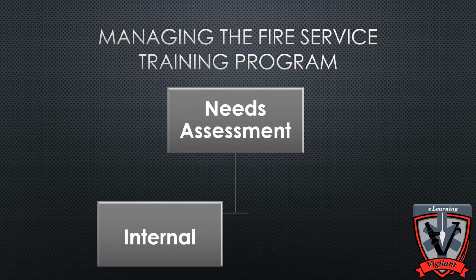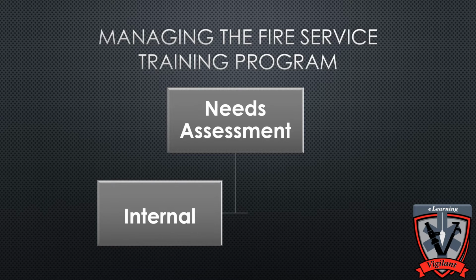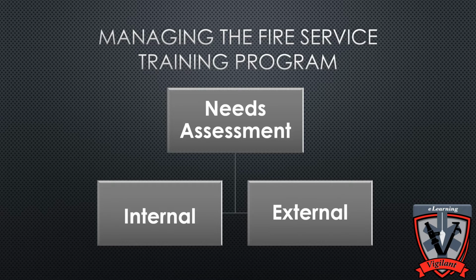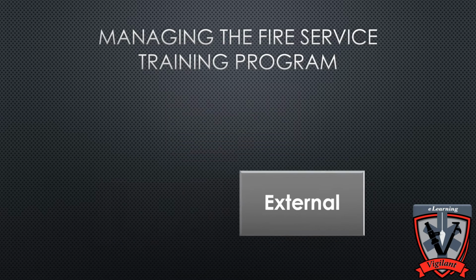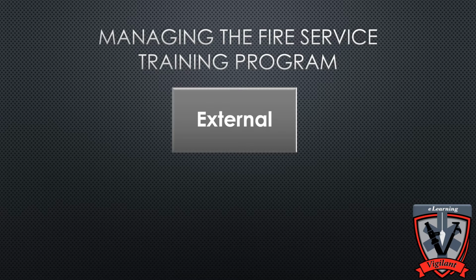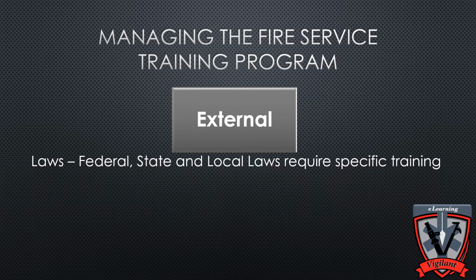So we break the needs assessment up into two parts. Those are the internal needs assessment and then the external needs assessment. We'll start out with the external needs assessment. The external needs assessment is going to be things that are outside of the organization that are required of the organization. Okay, so these are going to be basically laws, both federal and state, as well as some specific local laws that require your organization to perform specific training.